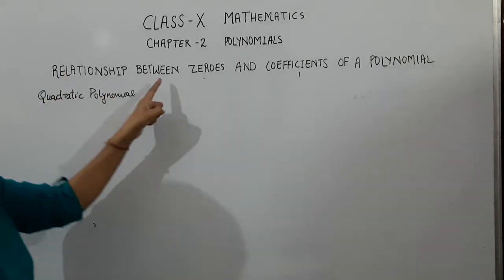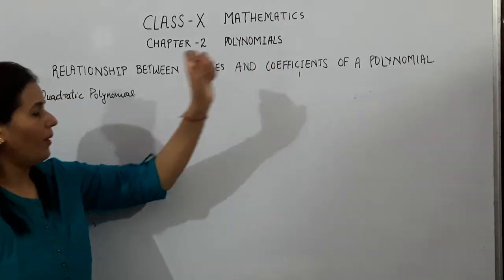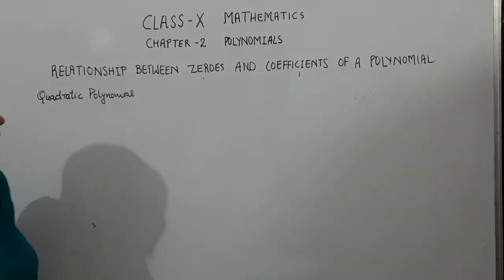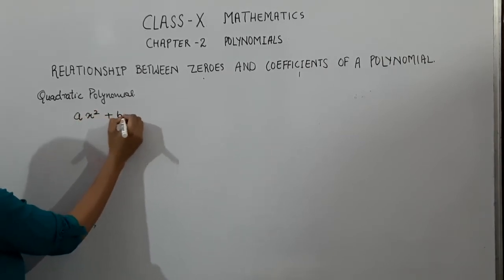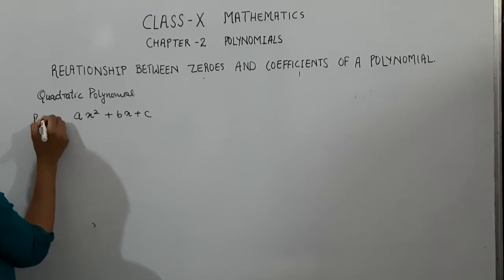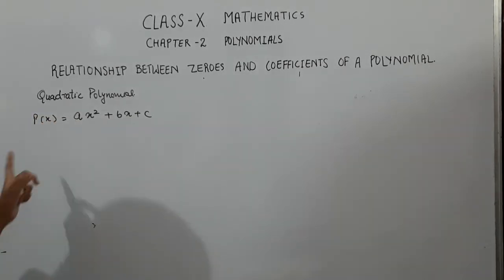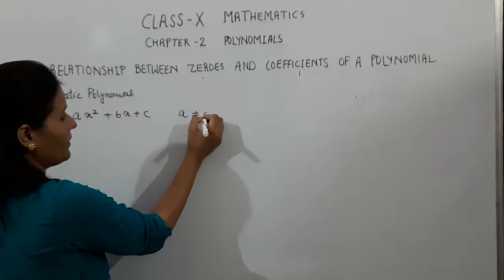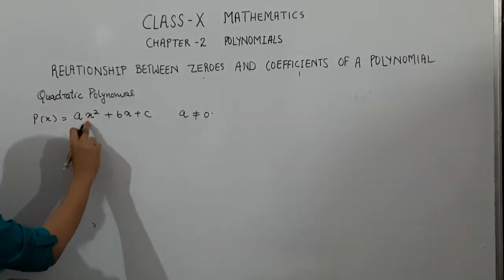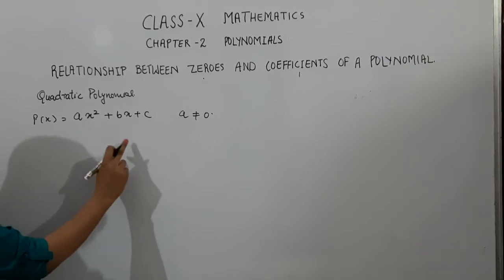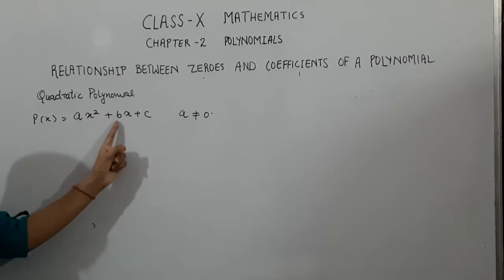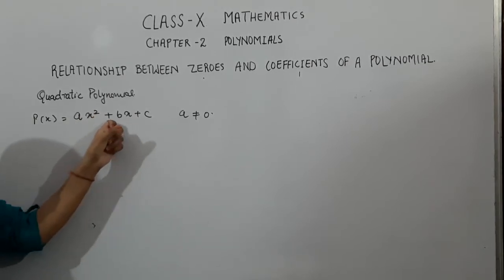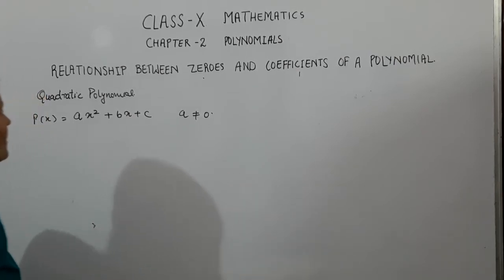Now, the relationship between the zeros and the coefficients of a quadratic polynomial. Let me write its general form: p(x) = ax² + bx + c. Here we note that a should not be equal to 0. Why? Because if this term becomes 0, then it will no longer be quadratic, it will be a linear polynomial, right? If this term is 0, then it will be bx + c, which is linear.